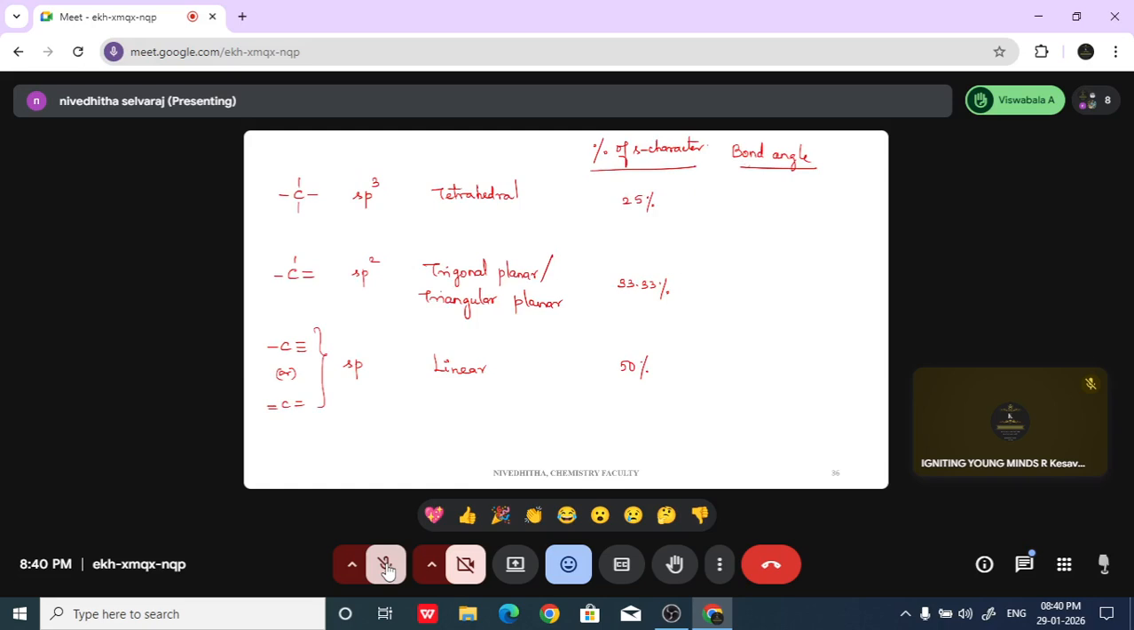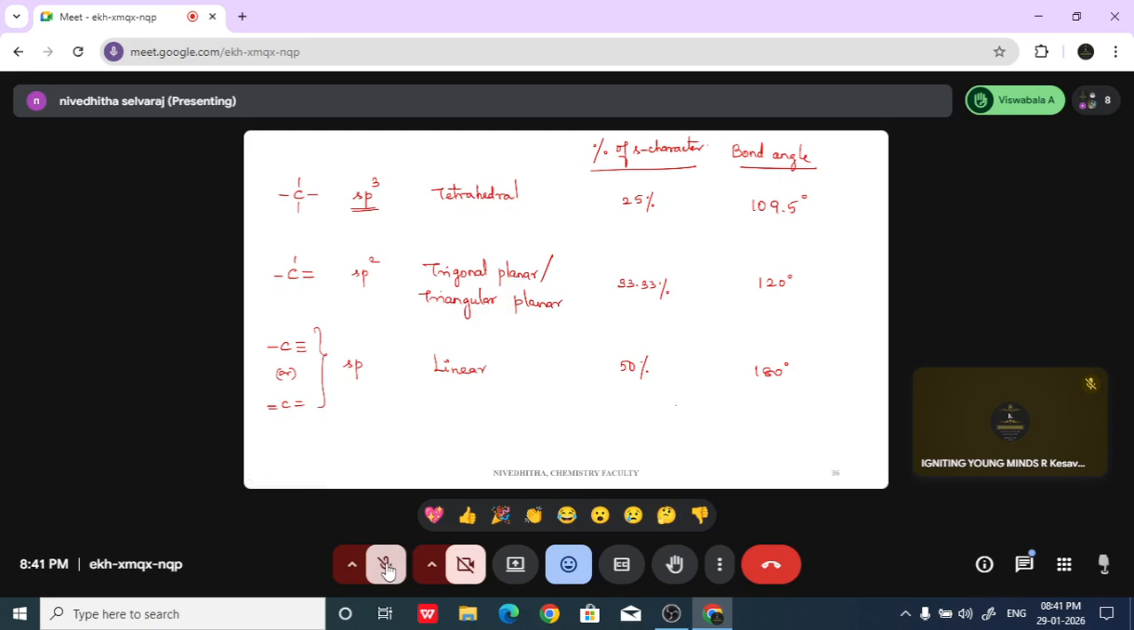Bond angle. If it is sp3, the bond angle is 109.5. If it is sp2, 120. Very good, 120. If it is sp, easy, 180. So 109.5 degrees, 120 degrees, 180 degrees. Bond angle. Right.